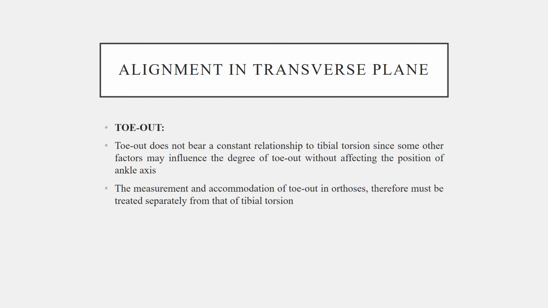Toe out. Toe out does not bear a constant relationship to the tibial torsion, since some other factors, as discussed in the previous slide, may influence the degree of toe out without affecting the position of the ankle axis. The measurement and accommodation of toe out in the orthosis, therefore, must be treated separately from that of the tibial torsion.